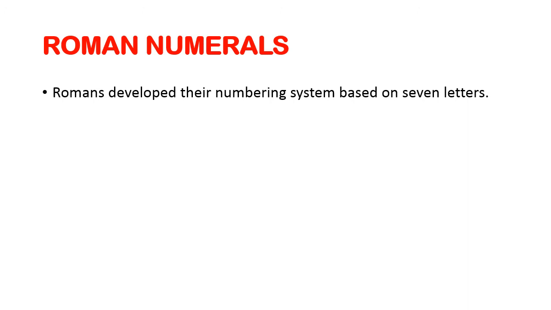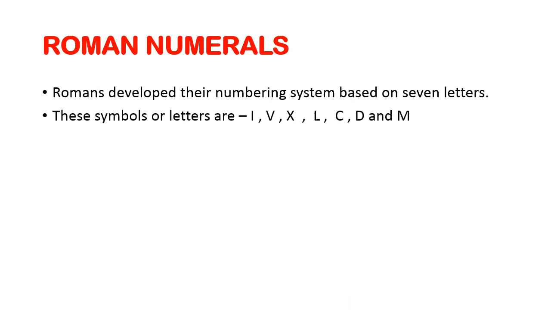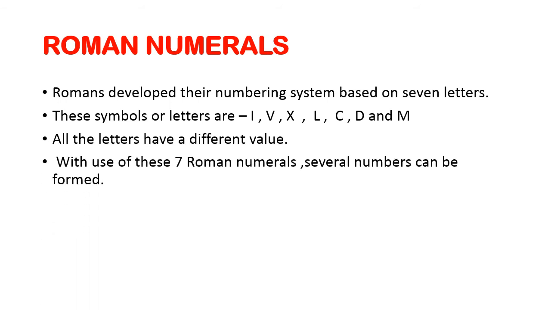In ancient times, some cultures used various symbols to represent numbers, but Romans developed their numbering system based on 7 letters. So these symbols or letters are I, V, X, L, C, D and M. These all are the 7 letters. All the letters have a different value. With the use of these 7 Roman numerals, several numbers can be formed.